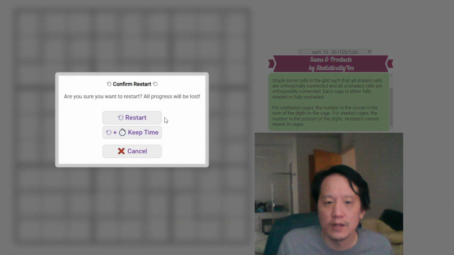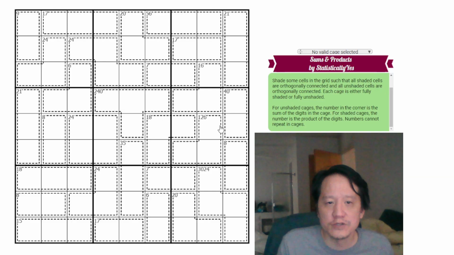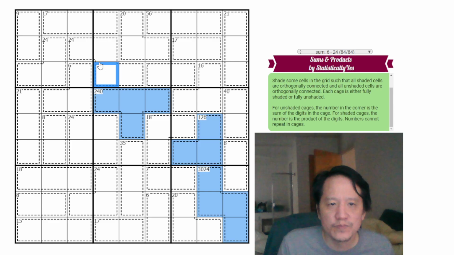So let's go. Okay, so anything that's greater than 45 has to be shaded, right? Because for an unshaded cage, the number in the corner is a sum. For a shaded cage, the number is a product. So yes, anything that's greater than 45 has to be shaded. This is shaded. This is shaded. This is shaded.